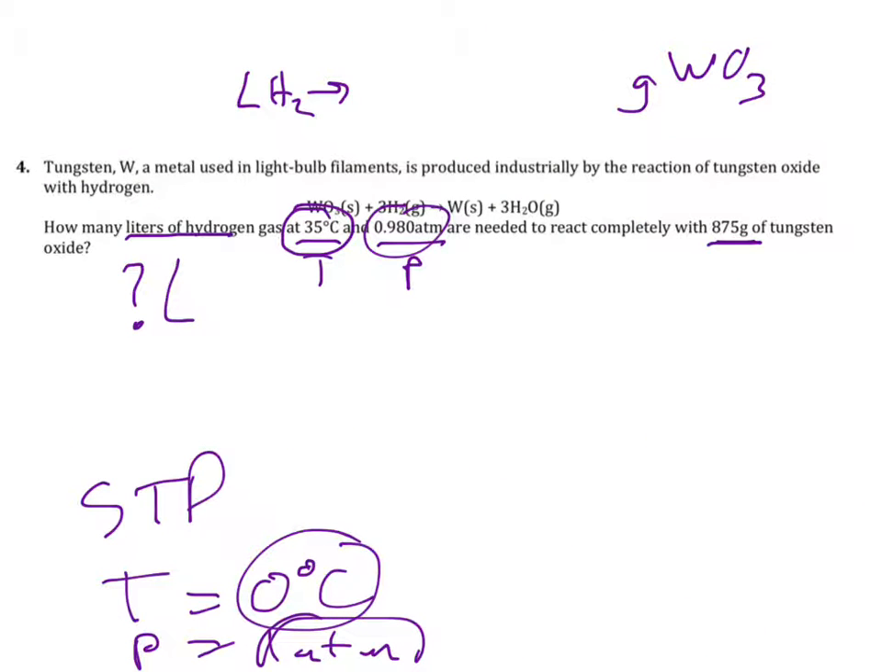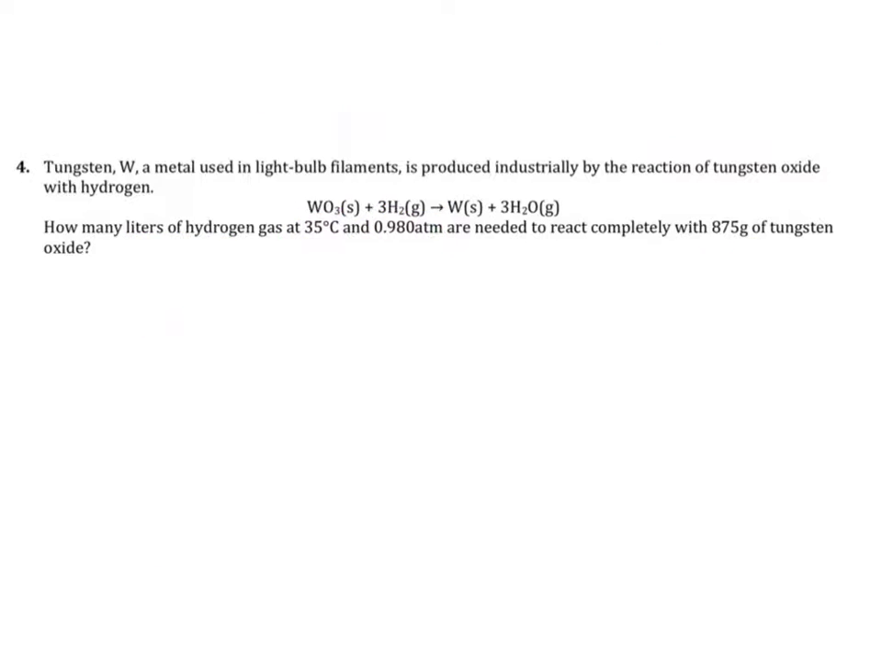So let's go ahead and set this up. So we have PV equals nRT. We always have R. The problem gives us T. The problem gives us P. And it's looking for V.